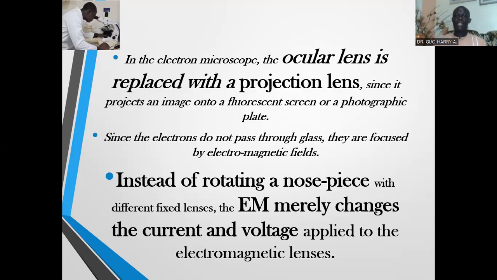Since electrons do not pass through glass, they are focused by electromagnetic fields. Instead of rotating a nose piece with different fixed lenses, the electron microscope merely changes the current and voltage applied to the electromagnetic lenses.